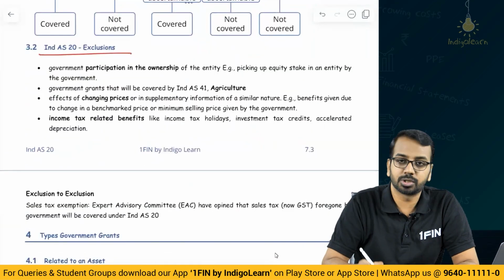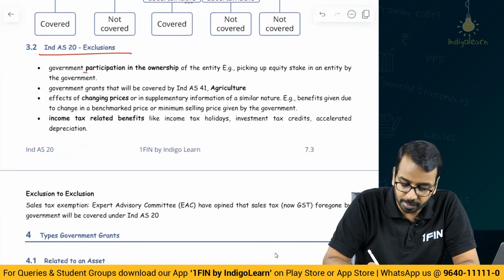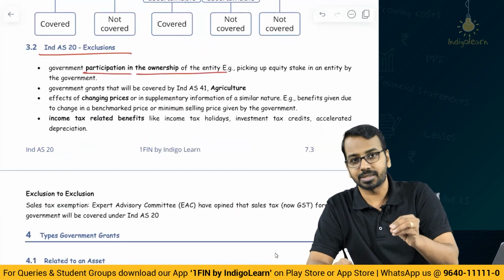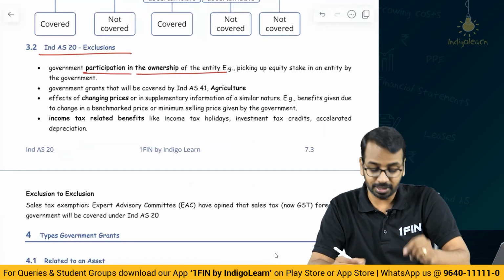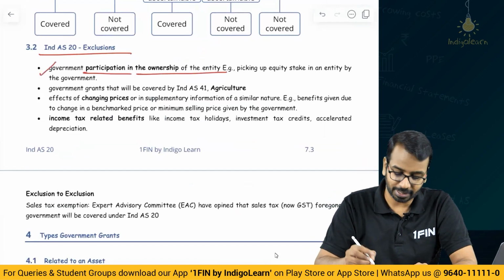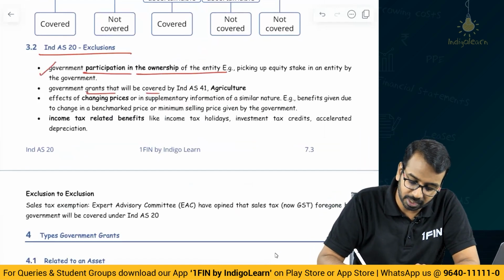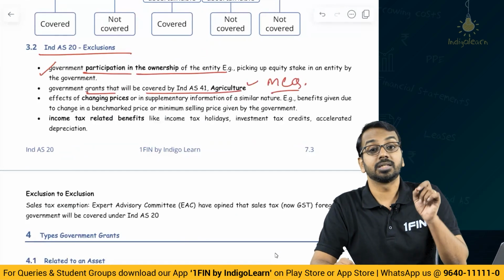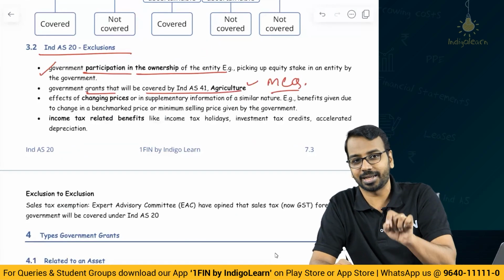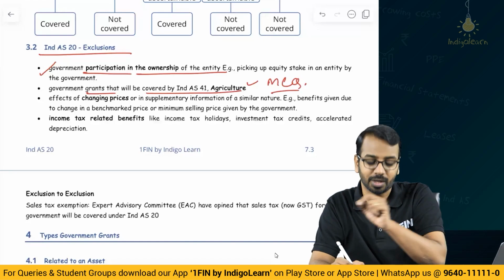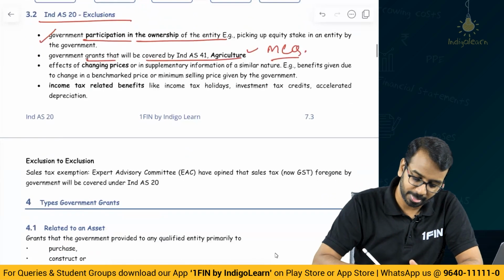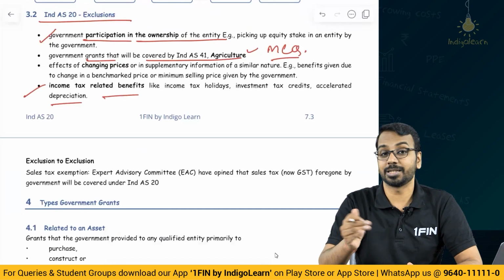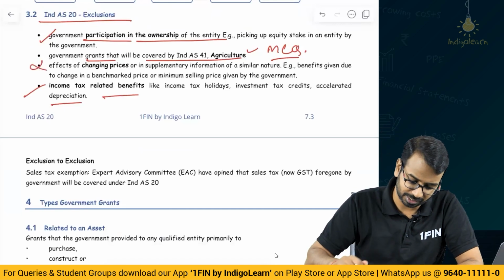Now important exclusions from IndAS 20, one is government participation in the ownership of the entity. So if the government invests in, let us say, shares of a company, that is not considered to be government grant. Then government grant that will be covered by IndAS 41 agriculture. On this there was an MCQ in May 24 as well. So if it is covered by IndAS 41 on agriculture, you will take it as per IndAS 41 and not as per IndAS 20. Income tax related benefits are also not covered as a part of government grants. This part you can just ignore.